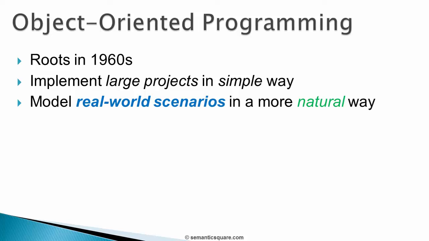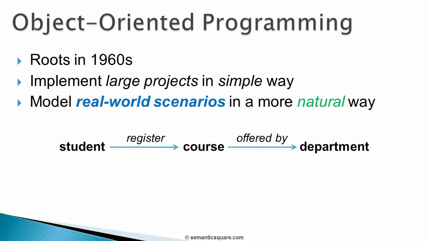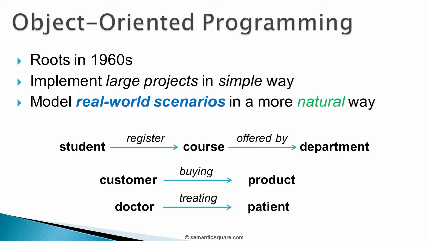Let's take a look at a few real-world examples. One example is a student registering in a particular course which is offered by a particular department. Another example would be a customer buying a product. Similarly, we can have a doctor treating a patient. All these examples can be more naturally modeled or represented in an object-oriented environment. So let's see how that is possible, and let's pick the first example here.